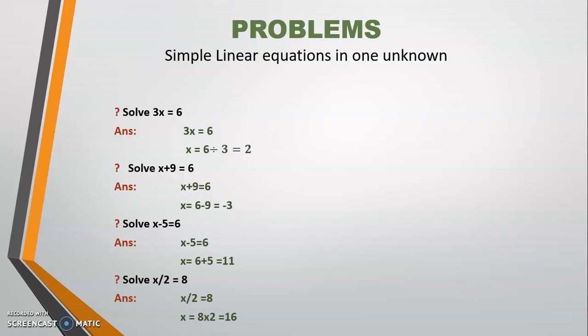To solve such problems, remember one thing: if we take one element from RHS to LHS or LHS to RHS, just transfer its sign. That is, if plus 9, then if we transfer it to the right side, it becomes minus 9. If we transfer minus 5 to the right side, it becomes plus 5. Multiplication becomes division and division becomes multiplication and vice versa.